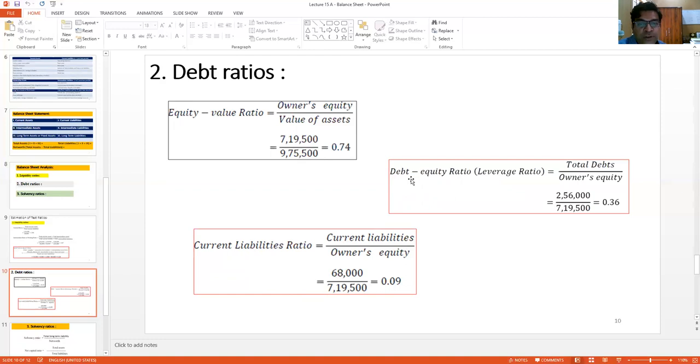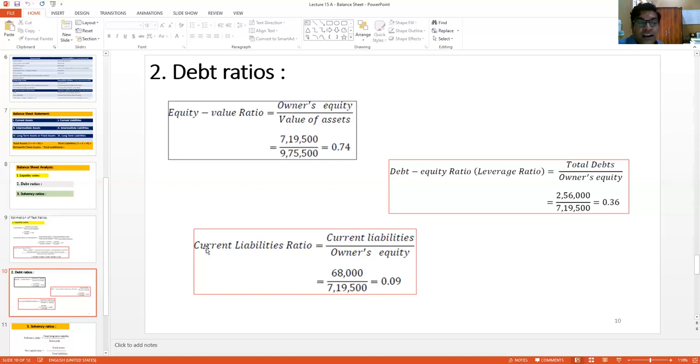So the debt equity ratio or leverage ratio shows how much the farmer is in a position to leverage his owner's equity. If it is less than one, then good. If it is more than one, it means the farmer is not in a position to have any long-term commitments. Here, since it is 0.36, the long-term commitment of the farmer is good. Then equity value ratio is nothing but owner's equity by the value of assets. Again, it should be less than one.